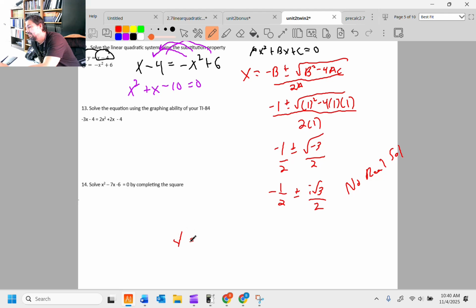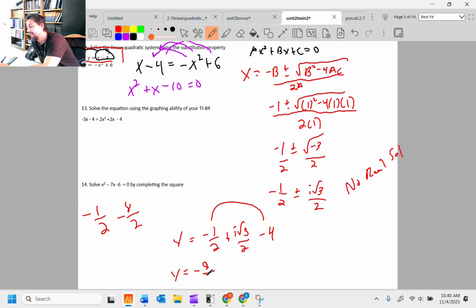So y is going to be negative 1/2, and I'm looking at this first equation here. It's the easiest one to work with. Negative 1/2, we'll do the positive, plus i root 3 over 2, minus 4. And we can only combine like terms. Negative 1/2 minus 4 is negative 9/2. Think about that. Negative 1/2 minus 8/2. That's negative 9/2. So we have negative 9/2 plus the imaginary root of 3 over 2.